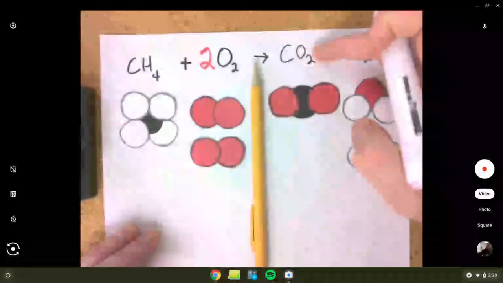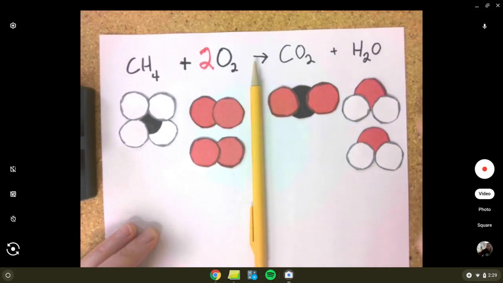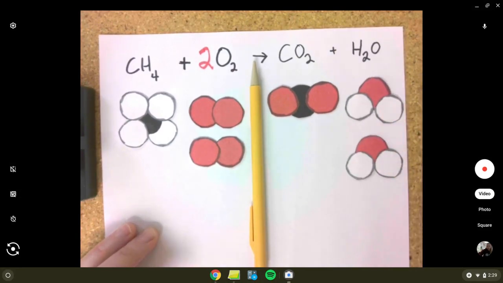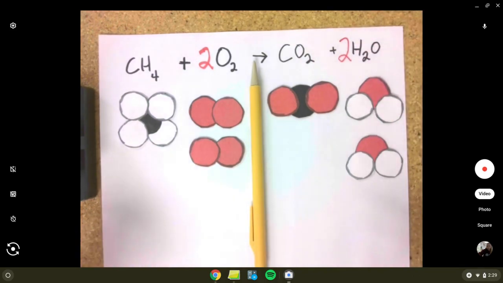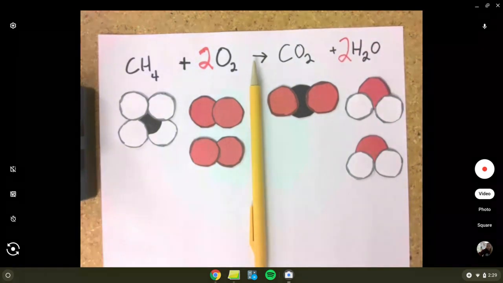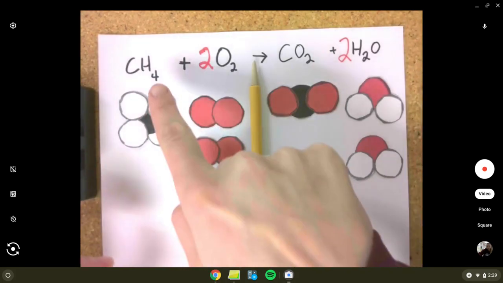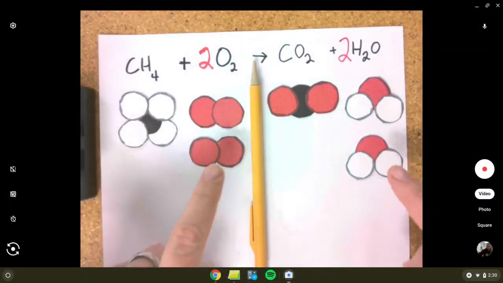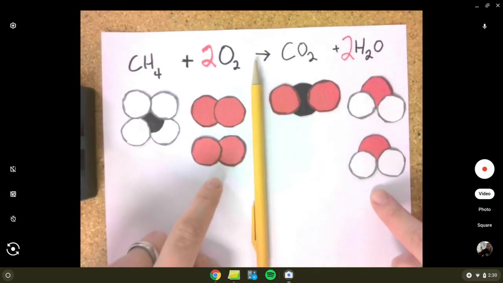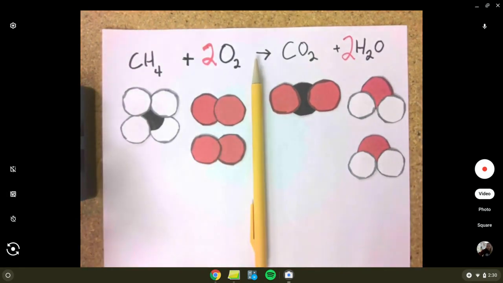This CO2, we only need 1 of them, so I'm going to leave it alone. But I need 2 H2Os in order to balance this. So I'm going to put a big 2 right there. Okay? So that is our final balanced chemical equation. This now obeys the law of conservation of mass. Do copy down this whole entire picture with those 2 extra molecules added to be sure that your picture in your notes is balanced.